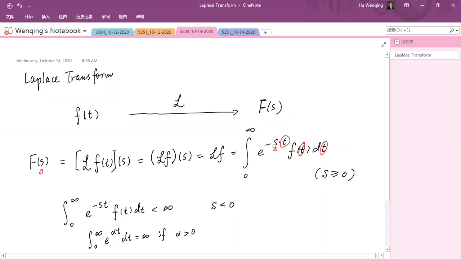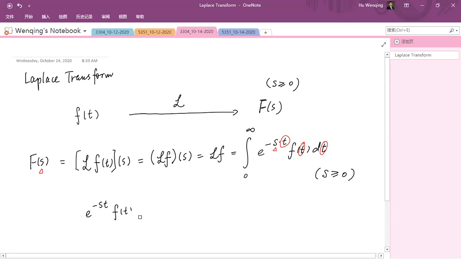You just want the exponential to kill any possible growth of the function f. Is that good, family? So that means on the image side, the argument s has to be at least non-negative. That's going to be very important, so you must remember the shape of this Laplace transform in terms of its integrand.